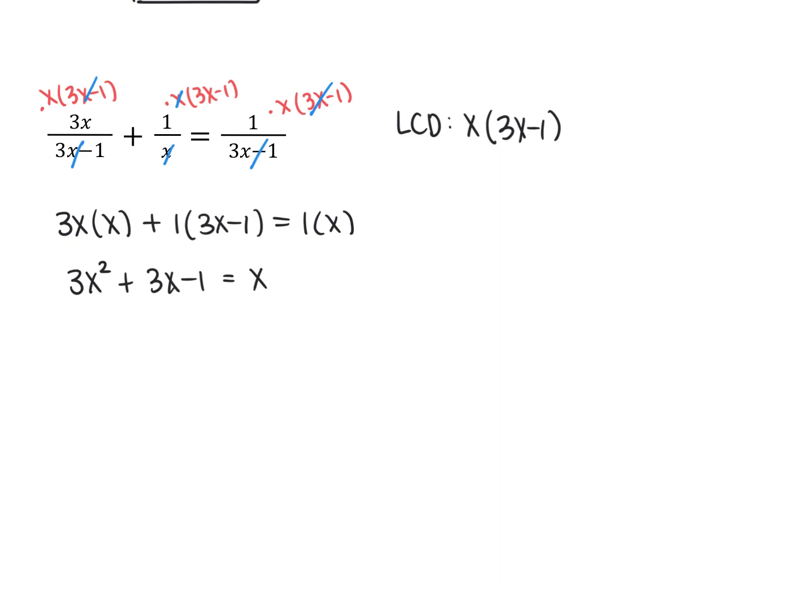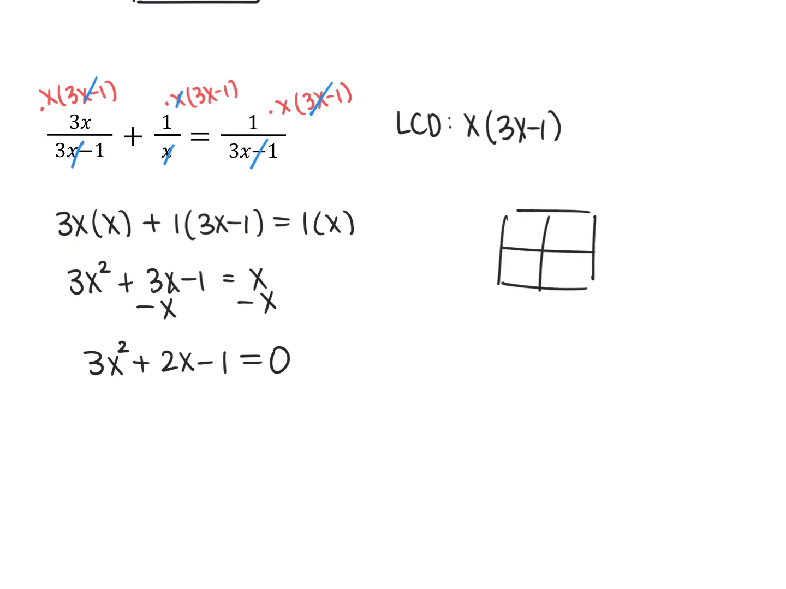So anytime I have a squared term, I'm going to solve for x by factoring, which means I need to get my equation equal to 0. So we're going to subtract x from both sides, and we end up with 3x squared plus 2x minus 1 equals 0. Now to factor that quadratic, we're going to use our box method.